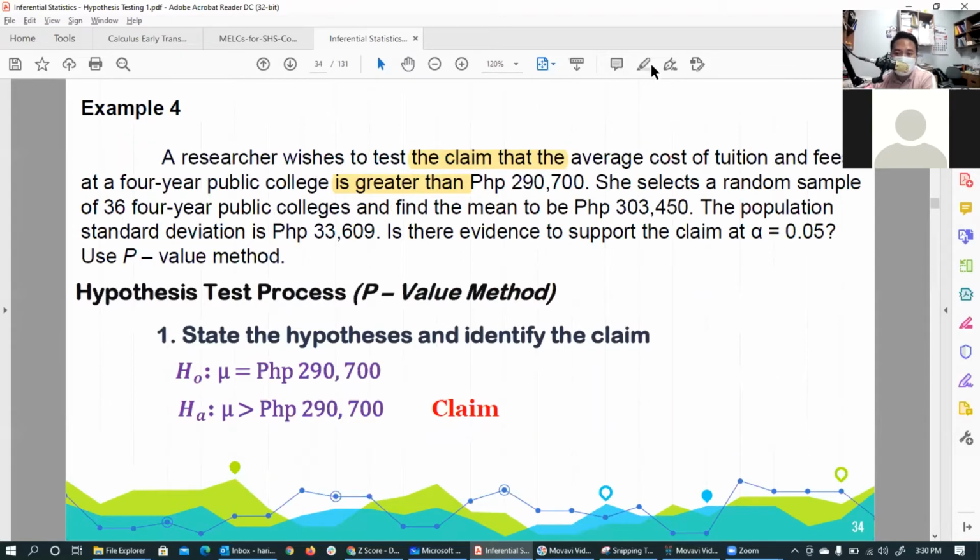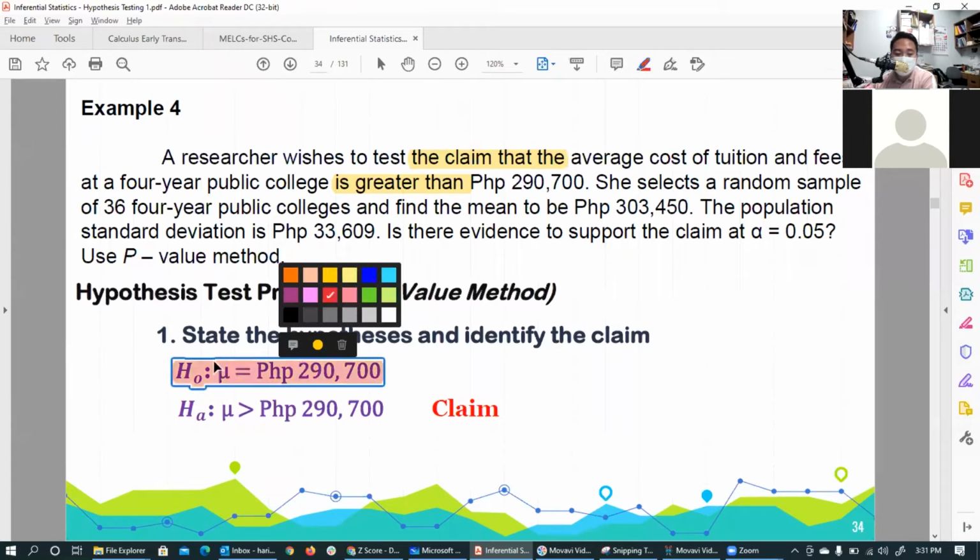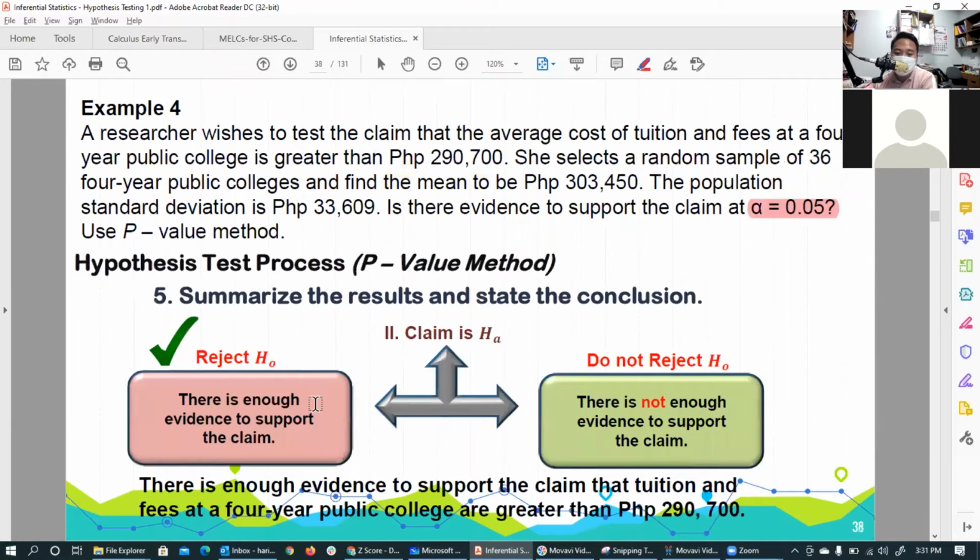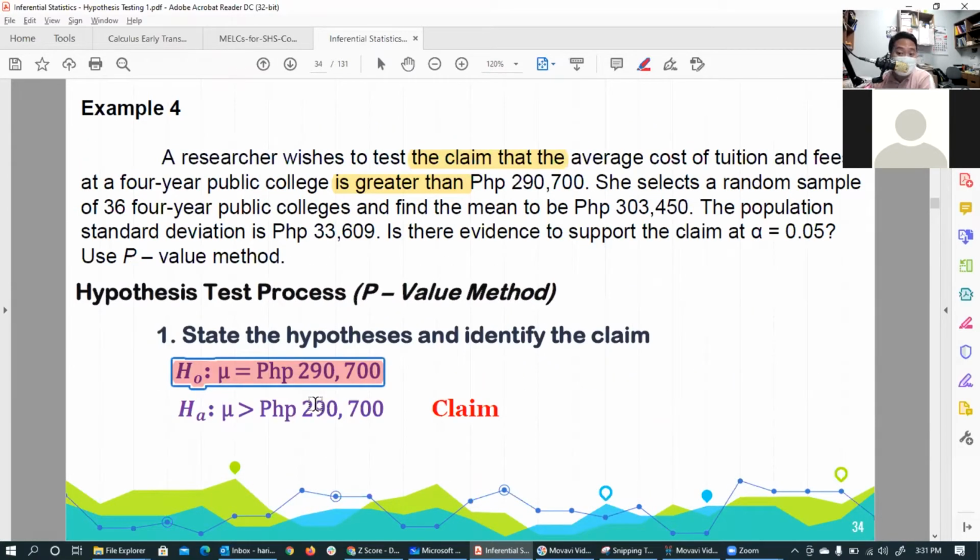Since you are rejecting the null hypothesis, let me highlight this. You are rejecting this, so that's incorrect. Let me change color to red. This one is to be rejected, and what is to be accepted is the alternative hypothesis. So one statement you can say is there is enough evidence to support the claim, because we are supporting the alternative hypothesis and that's the claim. You can also say, based on the hypothesis test, it is true that the average mean is greater than 290,700 pesos. You are agreeing with the alternative hypothesis. What else? You can say the alternative hypothesis should be accepted.